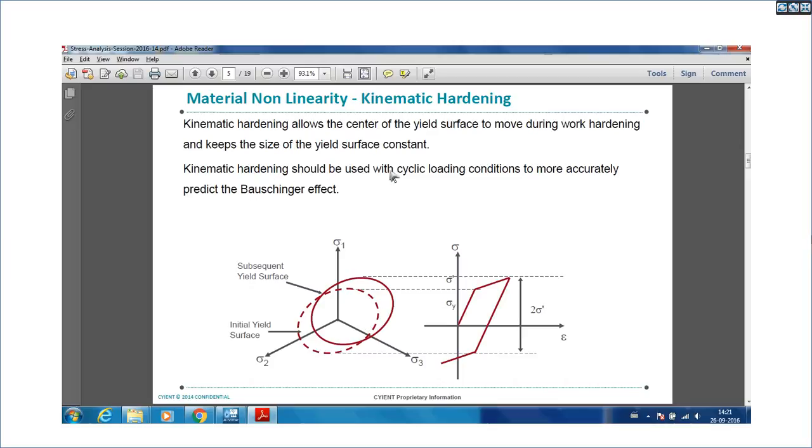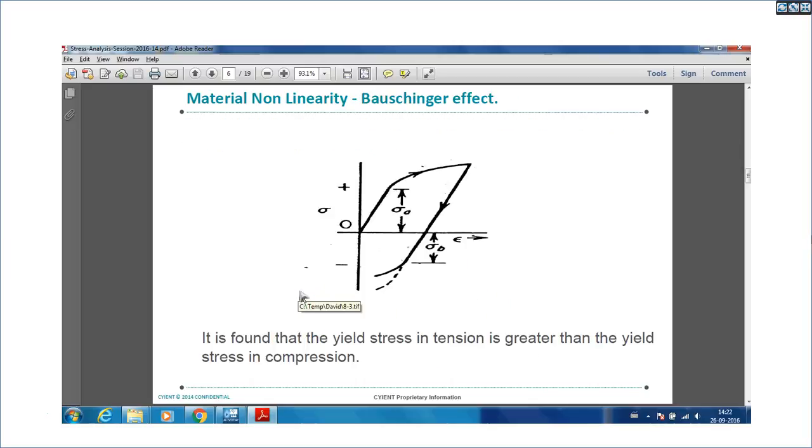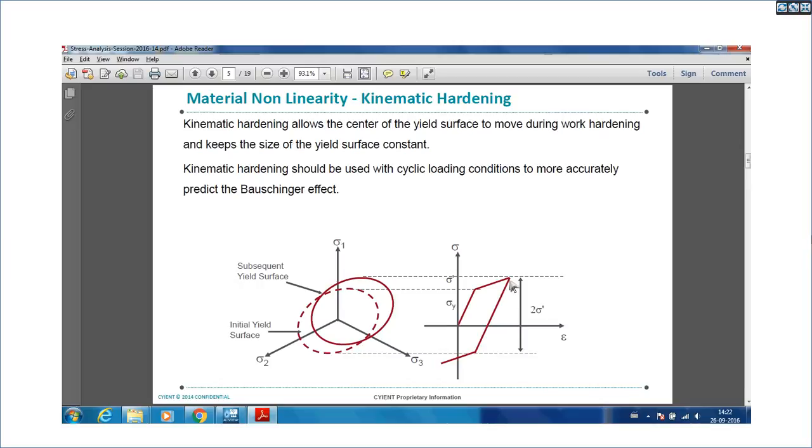Kinematic hardening should be used with cyclic loading conditions to more accurately predict the Bauschinger effect. So the Bauschinger effect will be there in the material. Kinematic hardening is generally used for cyclic loading conditions. What exactly is the Bauschinger effect? Let us see. We can see here the tensile strength is greater than the compressive strength.